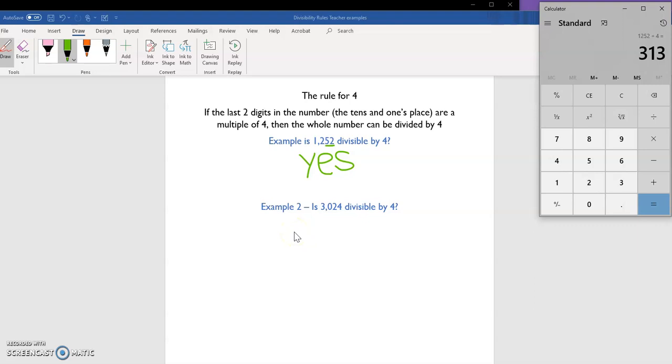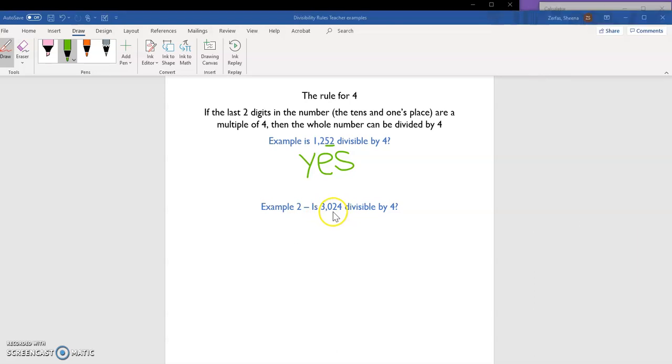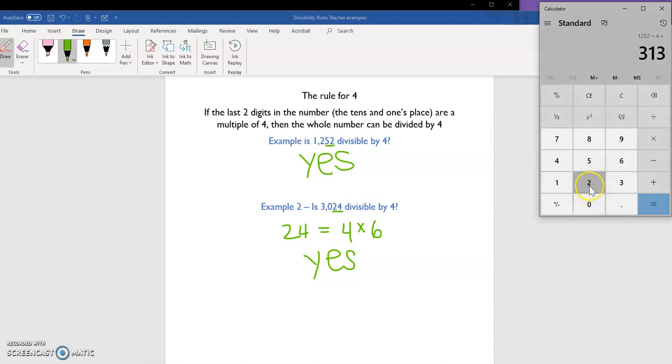Let's see this again. I'm going to ignore the 3 and the 0 in this one, and again I'm just going to look at the 2 and the 4. I know 24 can come from 4 times 6. So then the whole number, 3,024, is divisible by 4. And again, let's check on a calculator to be sure. 3,024 divided by 4 is giving us a whole number, so yes.